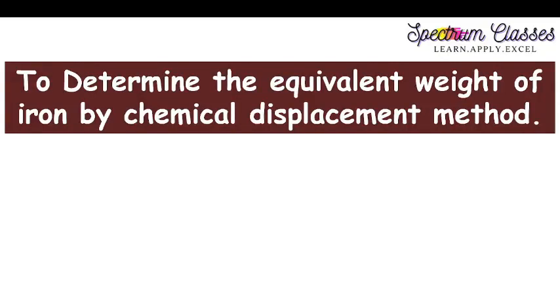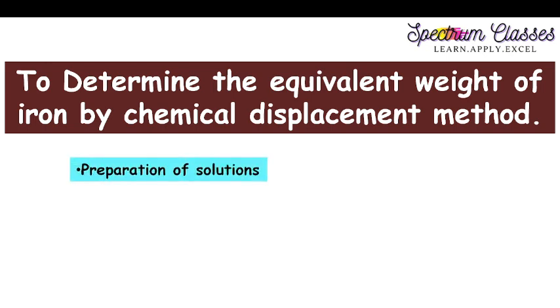In this video, I am going to perform the lab activity related to the experiment to determine the equivalent weight of iron by chemical displacement method. Right, so this is the aim of the experiment. This experiment is divided into following sections.